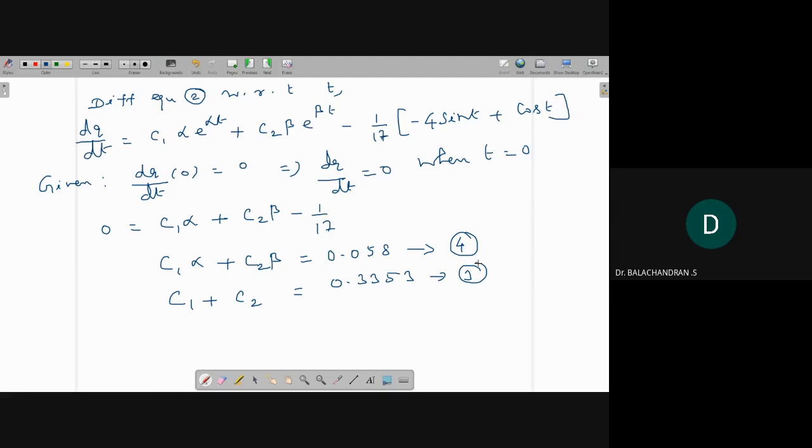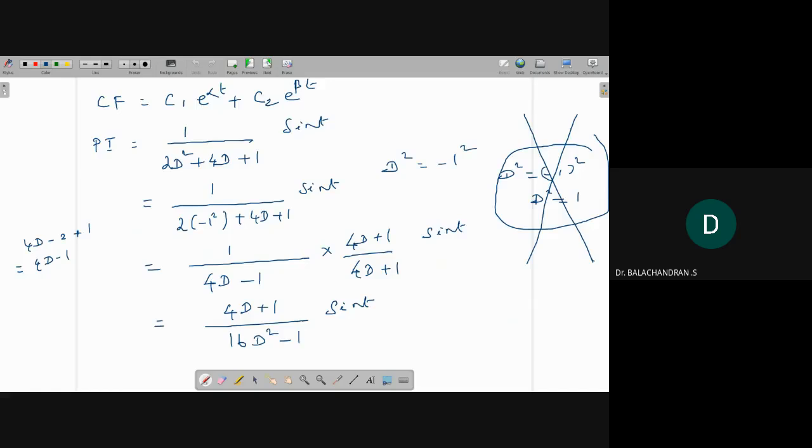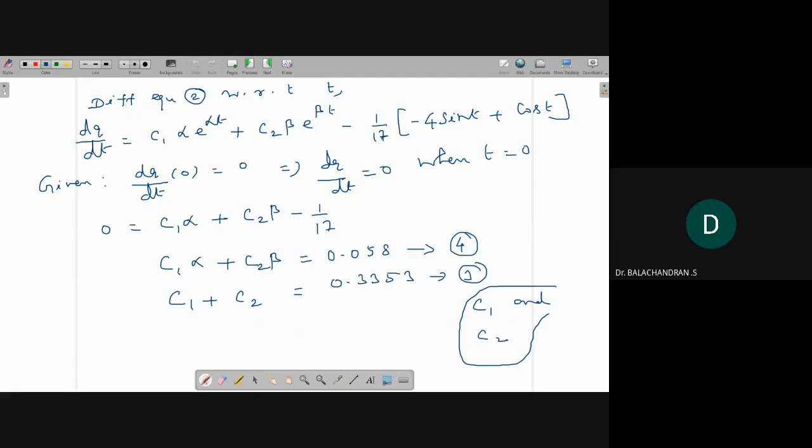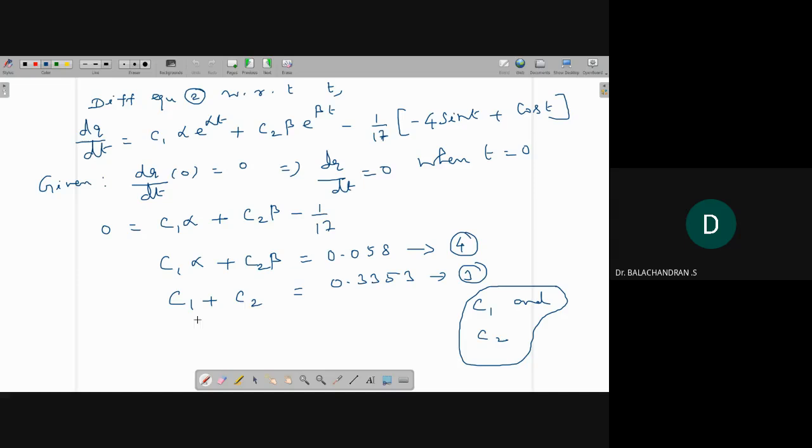So I leave it to you. You should solve these two equations and find the value of C1 and C2. Alpha and beta value you know. This is alpha, 1 minus root 2 divided by root 2, and beta is minus 1 minus root 2 by root 2. So please post in the group. Once you got the values of C1 and C2, substitute them in equation number 2. So it is just a calculation. I don't want to spend the time here, so I will go to the next one.